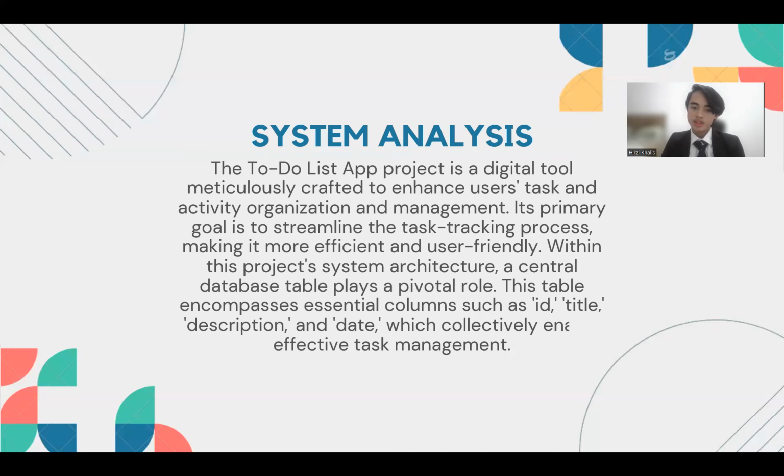So the system analysis: the to-do list app project is a digital tool which is meticulously crafted to enhance the user task and activity organization and management. Its primary goal is to streamline the task tracking process, making it more efficient and user-friendly. Within this project system architecture, a central database table plays a pivotal role. This table encompasses essential columns such as ID, title, description, and dates, which collectively enact effective task management.